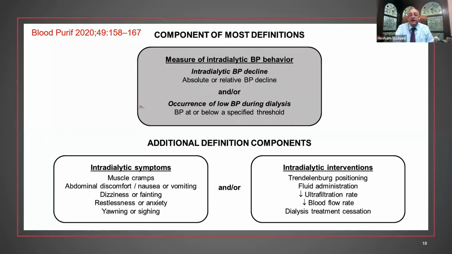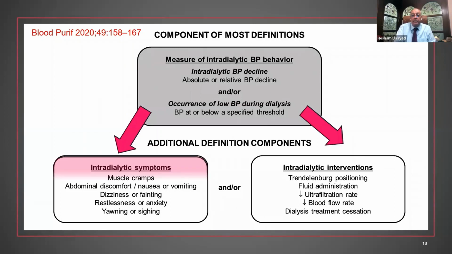So the measure of intradialytic blood pressure behavior is not enough to define intradialytic hypotension. We have either intradialytic symptoms like syncope, abdominal pain, cramps from ischemia, dizziness, fainting, restlessness, yawning, or intradialytic interventions like Trendelenburg positioning, fluid administration, stopping or decreasing the blood flow, and decreasing or stopping the ultrafiltration rate. Importantly, cessation of dialysis treatment affects the adequacy, from the intervention and interruption of the session.